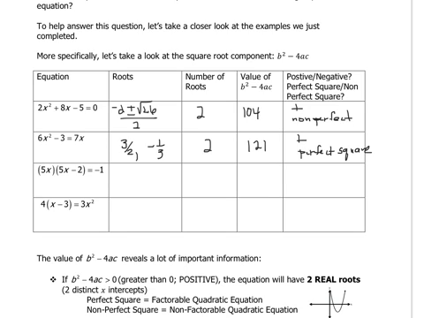And the next one, when we worked it out, we ended up getting one root, right? It was just 1/5. So there was only one root, and the value of b squared minus 4ac was 0. So this would be not positive or negative, and it would be a perfect square because 0 squared is 0.